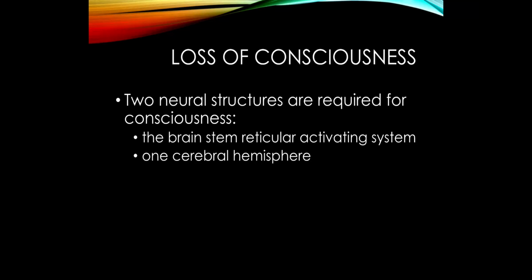Now, regarding just being awake and conscious, you need 2 central nervous system structures. You need to have an area down in the brainstem that I'll show you pictures of later called the reticular activating system, which you can think of as the light switch down in the brainstem that activates the brain, which is the light bulb. So if you knock out too much of the reticular activating system in the brainstem, your patient will be confused at best or completely unresponsive. And you need to have just one cerebral hemisphere to maintain consciousness.